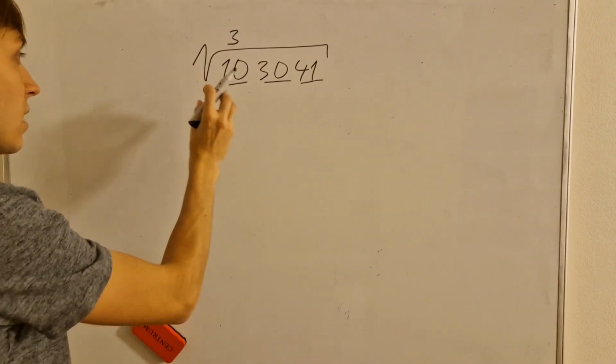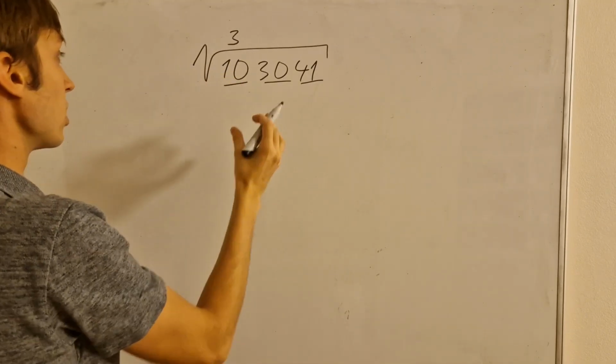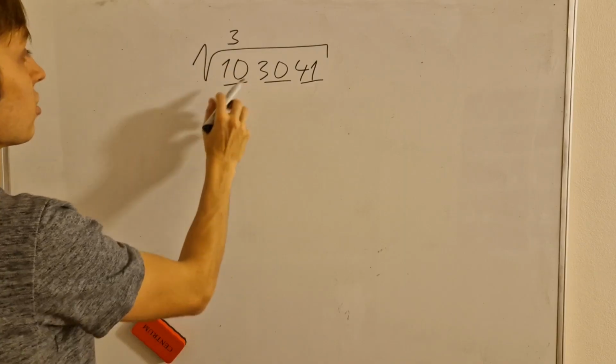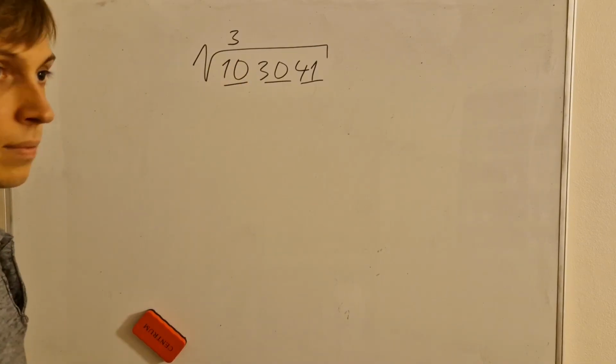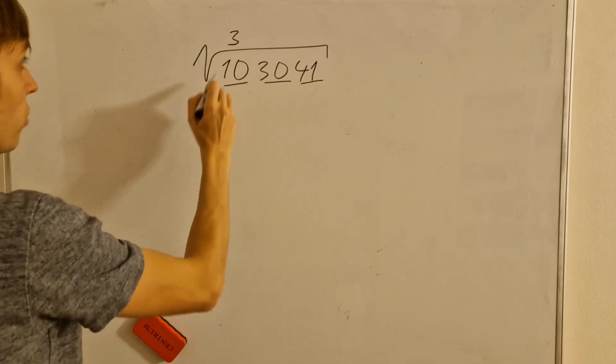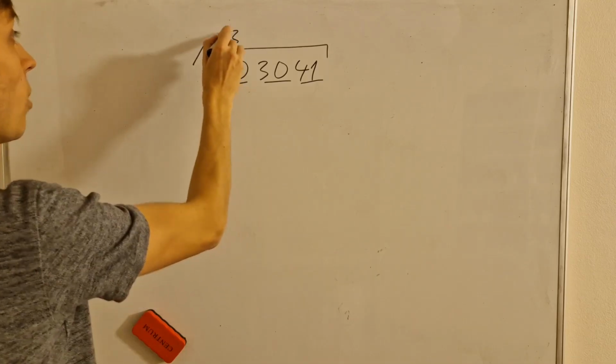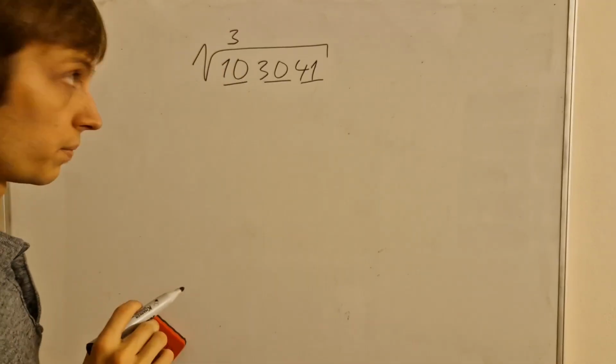Alright, so the number whose square is the biggest possible number such that it's still smaller than the value of this 10 is going to be the first number of the result. So 3 squared is 9, still smaller than 10. 4 squared would already be bigger. I write down 3 as the first digit of the result.